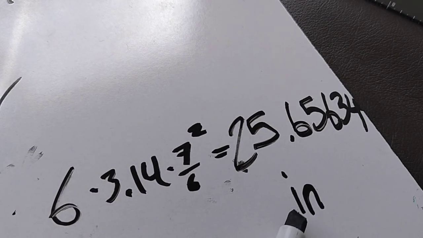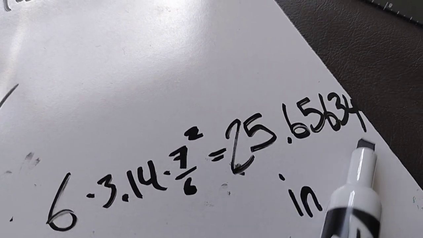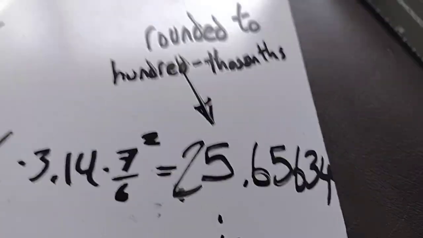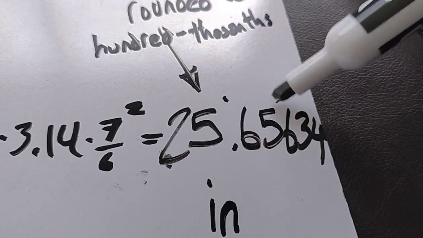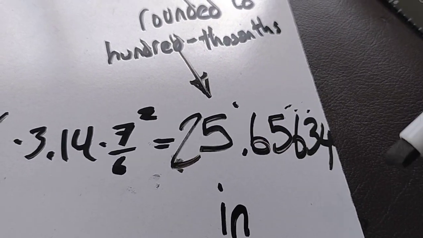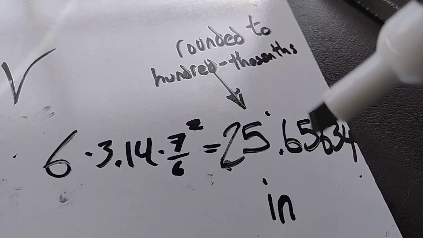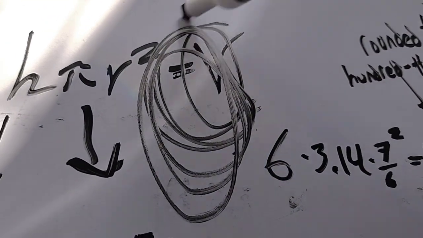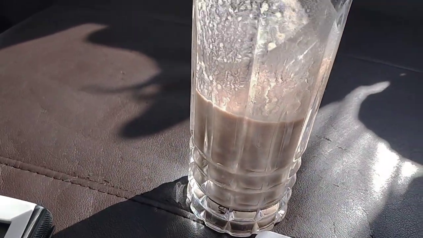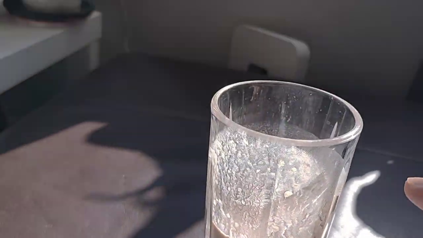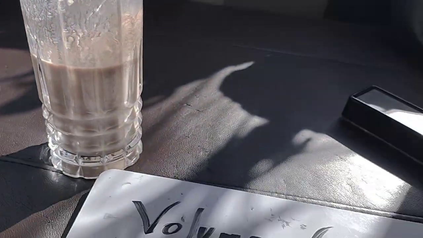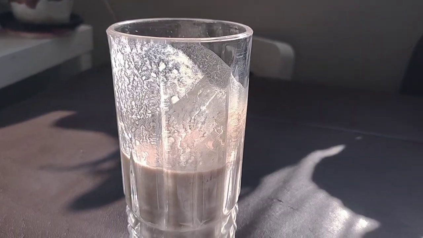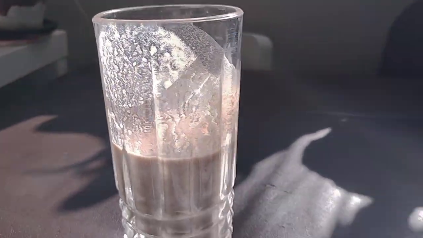Look at that. See that? It says inches, 25.65634. Let's round it. Look at this, inches. What are we looking for? The volume. That's the secret to the entire thing. Not the volume of the liquid I just consumed. I know that's like 1.5 cups of sludge. No, the volume of this cup.